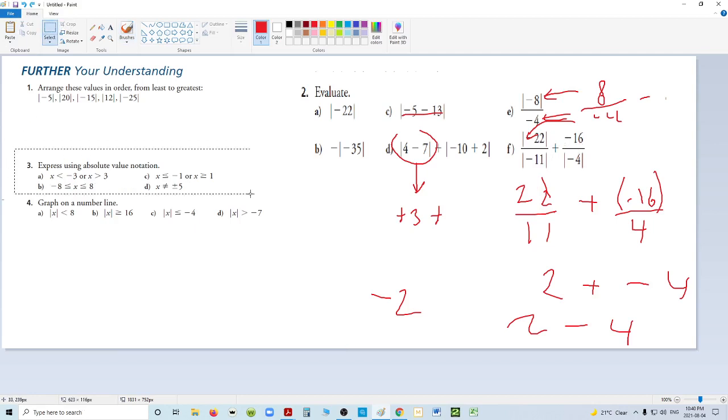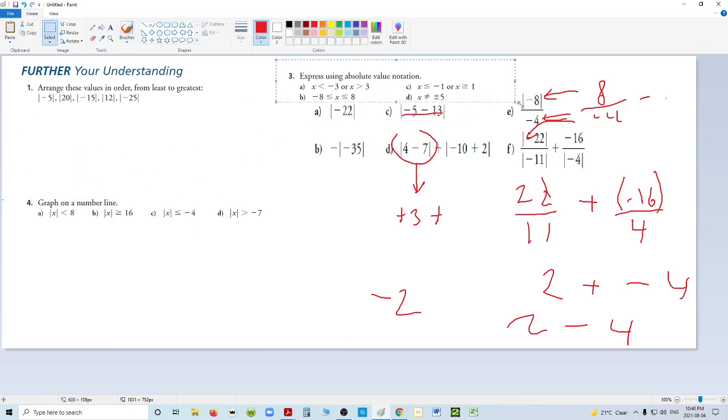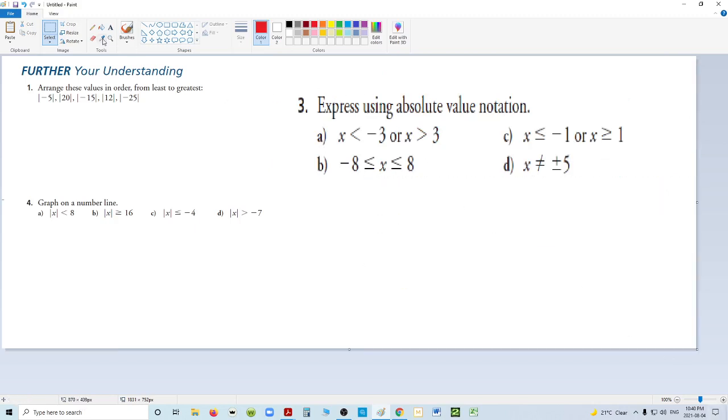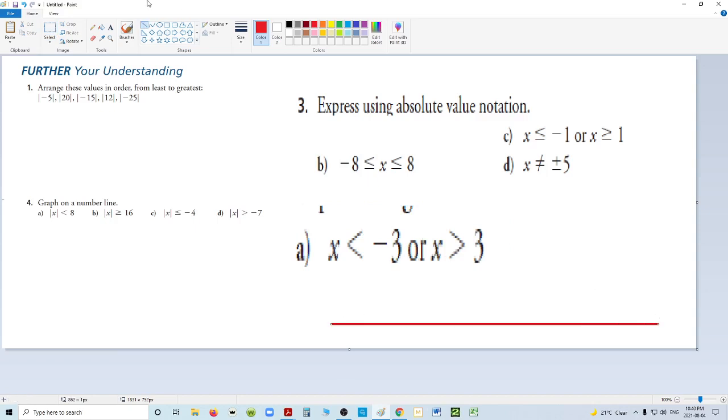Express in absolute value notation. So in this case, it helps if you use your number line. So in this case, we're looking for something that's below minus 3 or above 3. And actually, we did that already. And so if you look at your number line, it's below minus 3, so it's not including 3. So it's everything over there and everything up here.